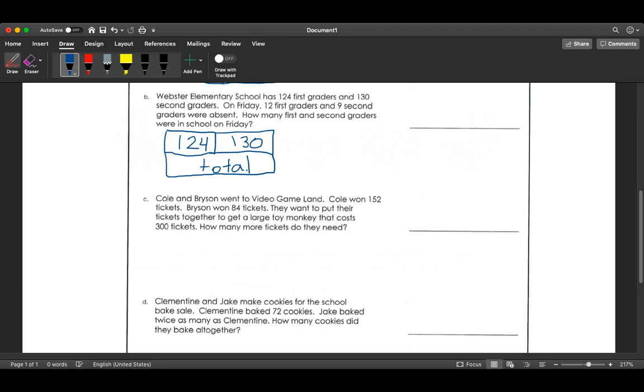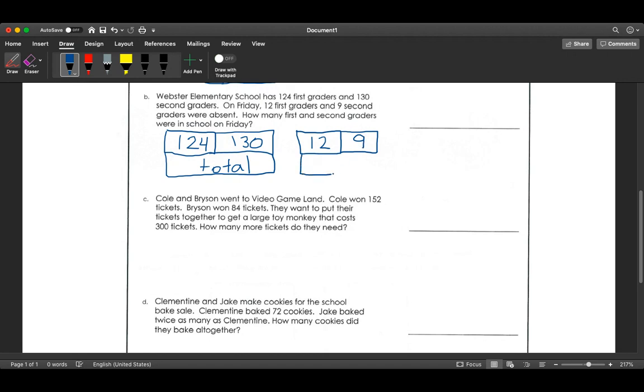On Friday, 12 first graders and 9 second graders were absent. So I want to figure out how many were absent. So in first grade, I had 12 absent and 9 absent in the second grade.